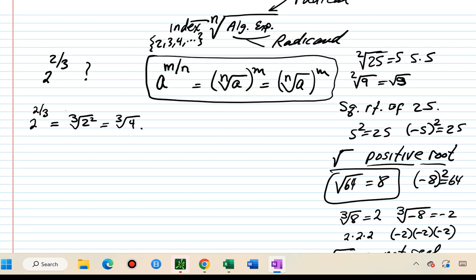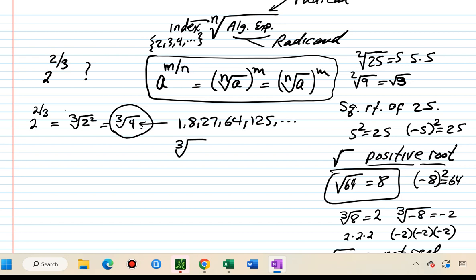The reason is that I cannot think of a number times itself 3 times that becomes 4. We can guess, but not exactly. I know the answer is not 2, because 2 by 2 by 2 is 8. So the answer is going to be less than 2, but greater than 1. Usually for these we use a calculator if we need to. So if the radicand of a cube root is not a perfect cube, perfect cubes are, let's say, 1 cubed, 2 cubed, 3 cubed, 4 cubed, 5 cubed, and so on.